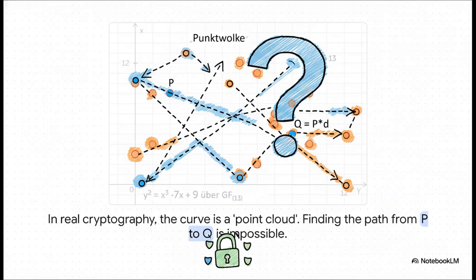And check this out, because this is what it looks like in the real world. In actual cryptography, we don't use a smooth line. We use something that turns the curve into a scattered mess of individual points, kind of like a cloud. So now, if I give you a starting point P and an ending point Q in this mess, can you figure out the path of hops between them? No way! Good luck! It's practically impossible. And that impossibility is what gives us security.